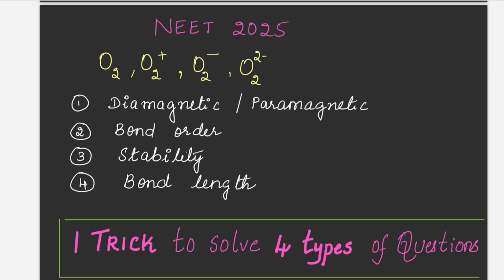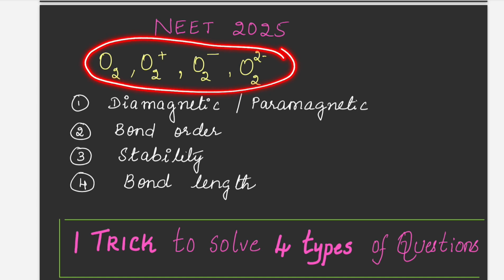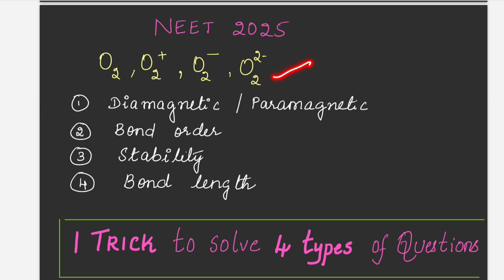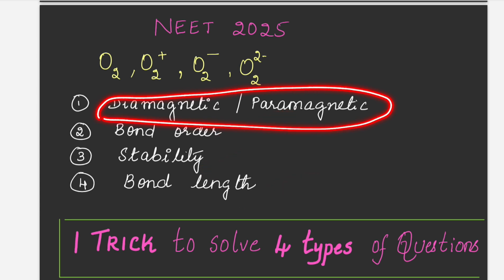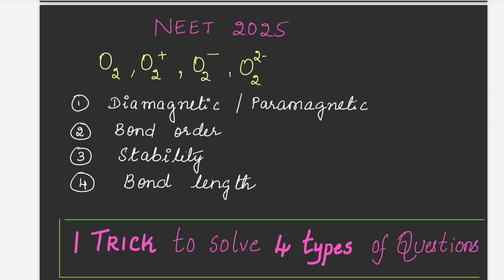Students, in this video we are going to learn one super trick to solve 4 types of questions. In the NEET previous year question papers, you can see this type of questions, that is, molecules will be given like this and you have to compare their bond order, their stability, bond length, and you should also say whether it is diamagnetic or paramagnetic in nature. So in this video, let us learn one super trick to solve such types of questions.